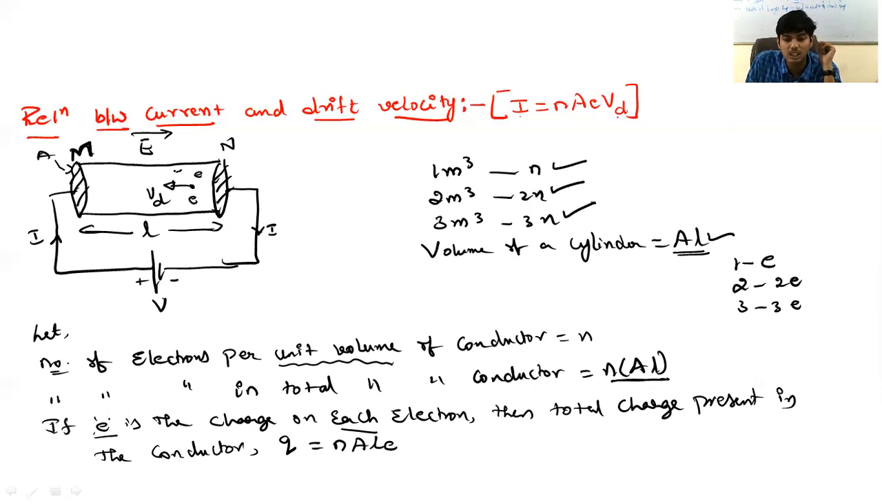So in this conductor, how many electrons are there in total? There are a total of n AL electrons. What will be the charge on n AL electrons? n AL e. This is the total charge present in the conductor.